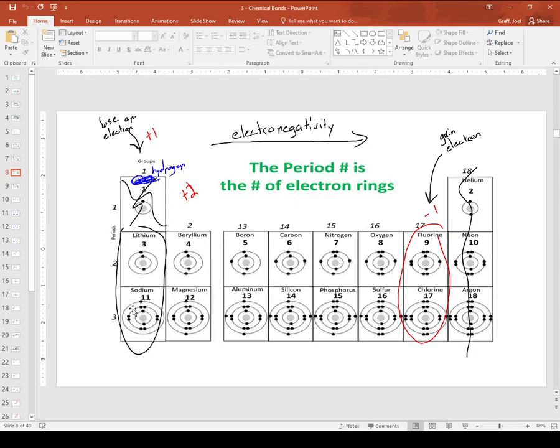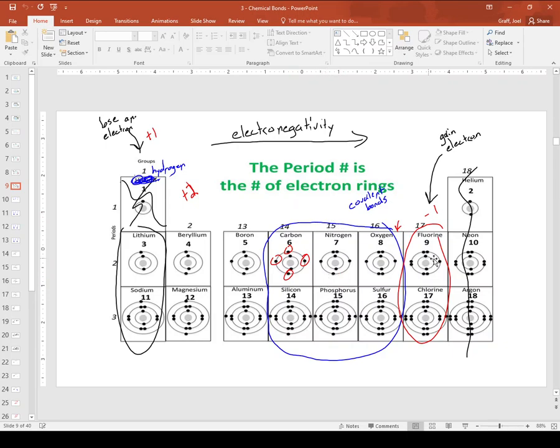These elements here, lithium and sodium, would lose an electron, so they would have one more proton than electrons, so they'd have a +1 charge. Meanwhile, beryllium and magnesium are examples of elements that could give up 2 electrons and have a total charge of +2.